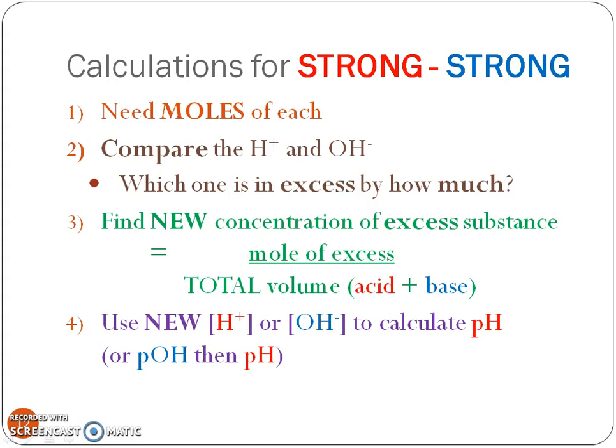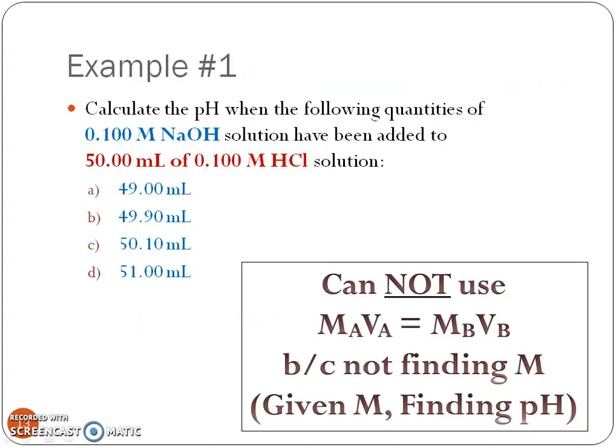So after that, now we have our new concentration of the H plus or the OH minus. It depends on which one was dominant, right? And then, of course, we're going to solve for the pOH and then the pH. But again, it's always about pH, always, always, always. So even if you are solving for OH minus, at the end, you always still have to convert that to pH. So here's an example.